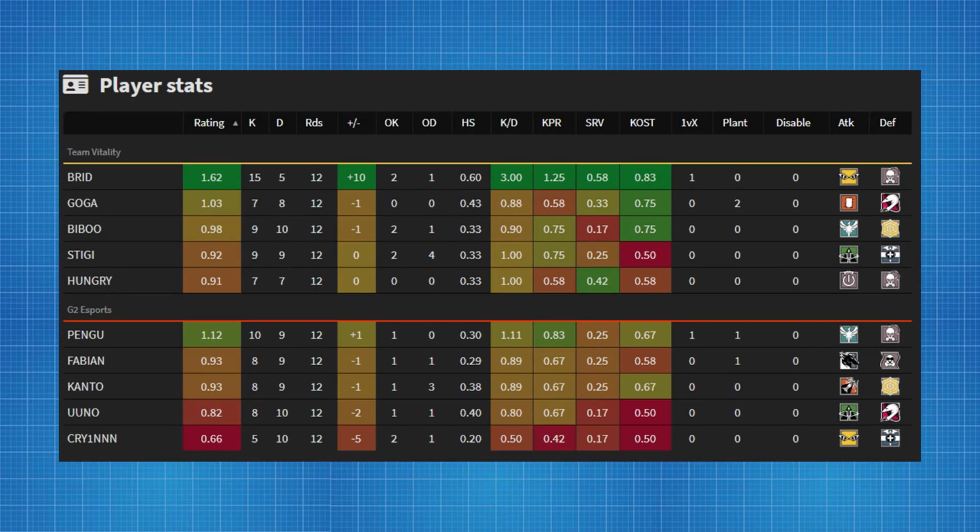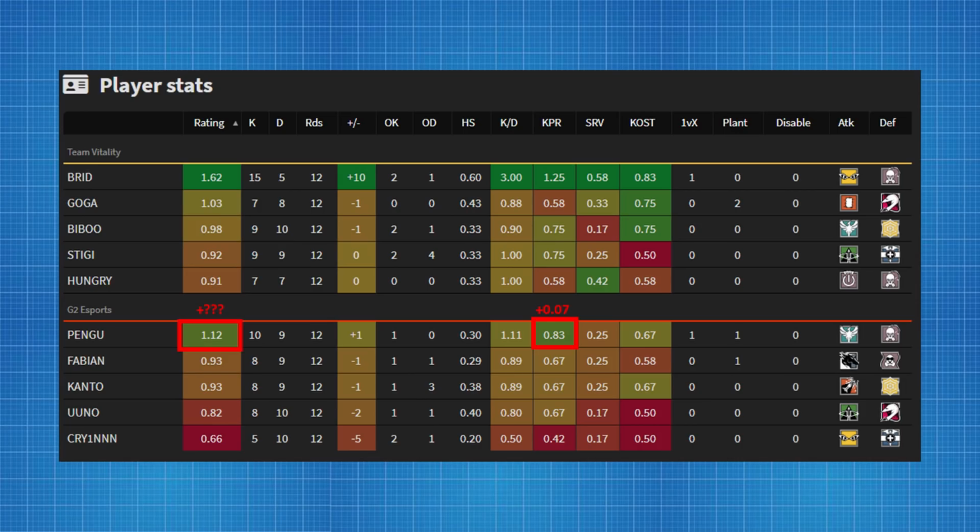So now we've got a good enough idea on how the player rating works, but what I want to know is exactly how much each of these stats contribute to the final rating. For example here, if Pengu increased his KPR from 0.83 to 0.9, how much would his rating increase by? So how do we go about solving a problem like this?